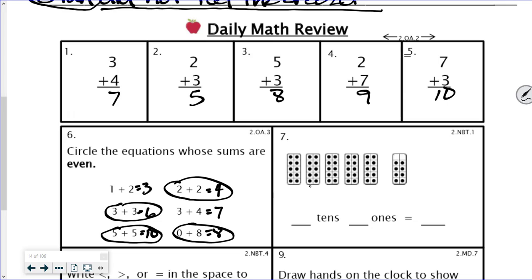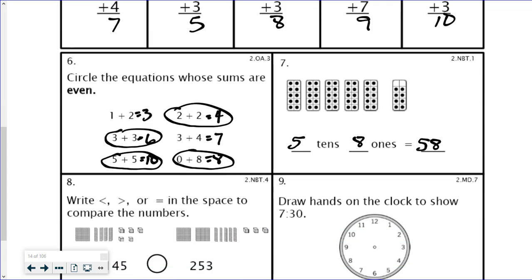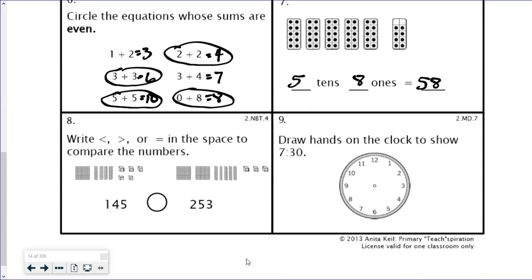Here we've got 10, 20, 30, 40, 50. So that means we have 5 10s, right? And then we have 8, right? Because there's 2 missing out of that 10 frame, so 8 1s. So 5 10s and 8 1s is 58. Now we got number 8, right? Less than, greater than, or equal to in the space to compare the numbers. Okay, so a good way to do this for you guys is to start with the biggest part of the number, so the hundreds. So we got 100, we've got 200s, right? So that already tells me this one's bigger because there's 200s. So 145 is less than 253.